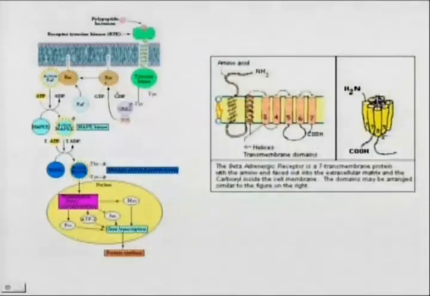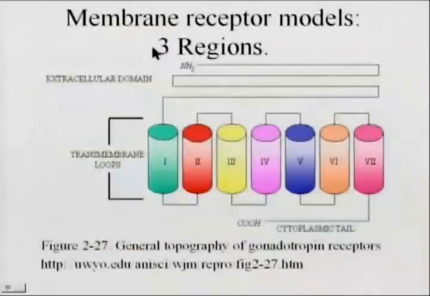This is a bit more of a three-dimensional appearance of this. You see the amino terminus, carboxy terminus, and these 7 transmembrane spanning segments form this type of a complex of the transmembrane integral protein, in this case the beta adrenergic receptor. Here we're looking at another membrane receptor model. In this case, it is the general topography of the gonadotropin receptors, FSH and LH.